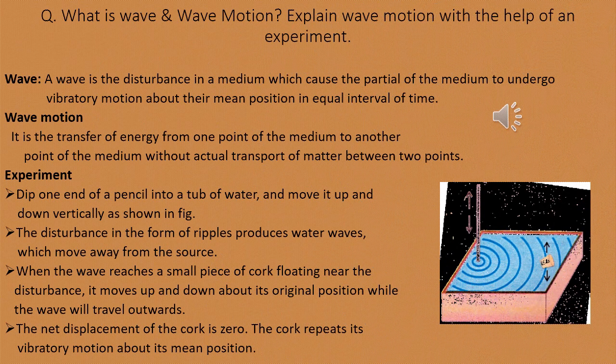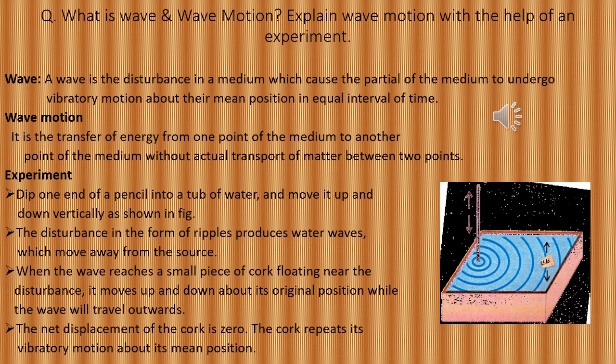Dear students, now I will tell you about wave and wave motion. Question: what is wave and wave motion? Explain wave motion with the help of an experiment. Answer: wave. A wave is the disturbance in a medium which causes the particles of the medium to undergo vibratory motion about their mean position in equal intervals of time. Wave motion is the transfer of energy from one point of the medium to another point of the medium without actual transport of matter between the two points.